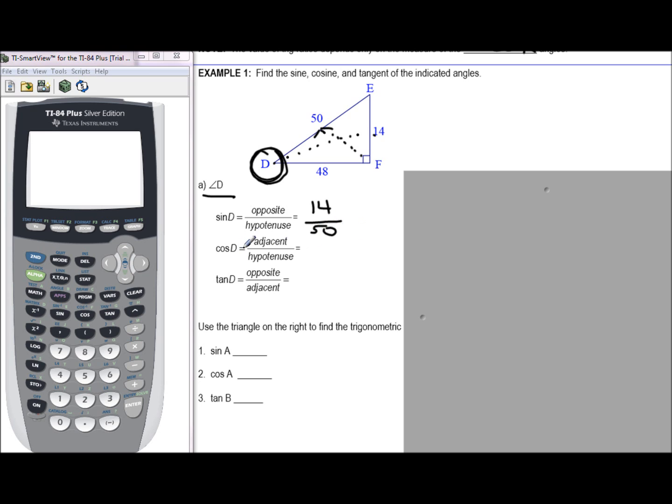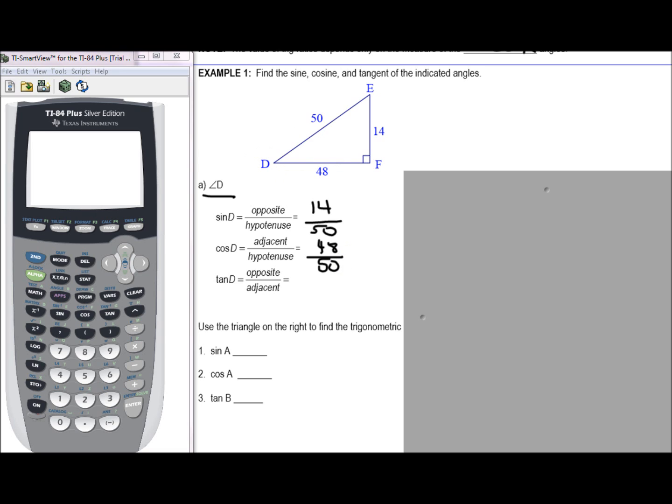The cosine of angle D, we're still using angle D, is going to be the side adjacent to angle D. That means the side that is touching angle D, but that's not the hypotenuse. Because you have to remember that the hypotenuse will also be touching angle D, but we've already given this side a name, and it's called the hypotenuse. So 48 is the side adjacent, or the side touching angle D, that's not the hypotenuse. So that's 48. And then of course the hypotenuse, the side opposite the right angle.